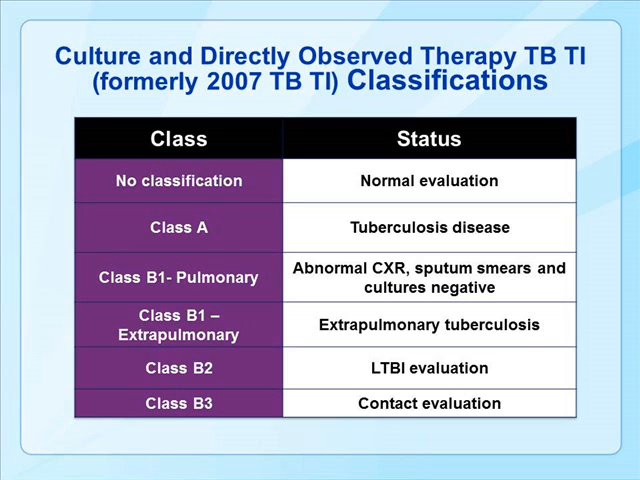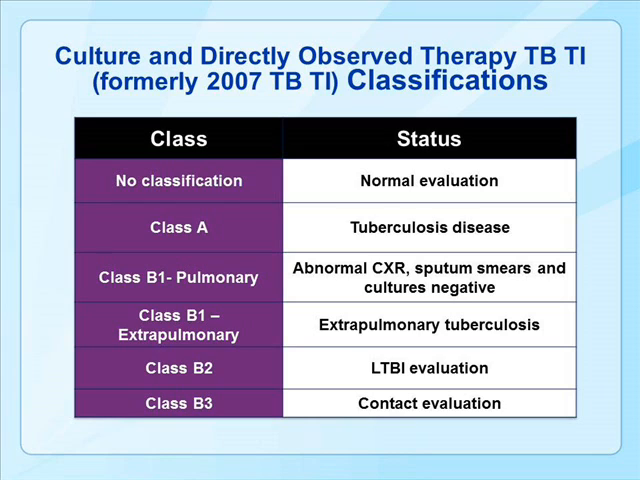If they had extrapulmonary tuberculosis, then they're considered non-infectious, and they'd be classified class B1 extrapulmonary and actually could travel because they're non-infectious. In the children who had tuberculin skin testing or interferon gamma release assays, if they were found to be positive on either of those tests, they'd have a class B2 status, and again be flagged for follow-up once arrival in the United States.